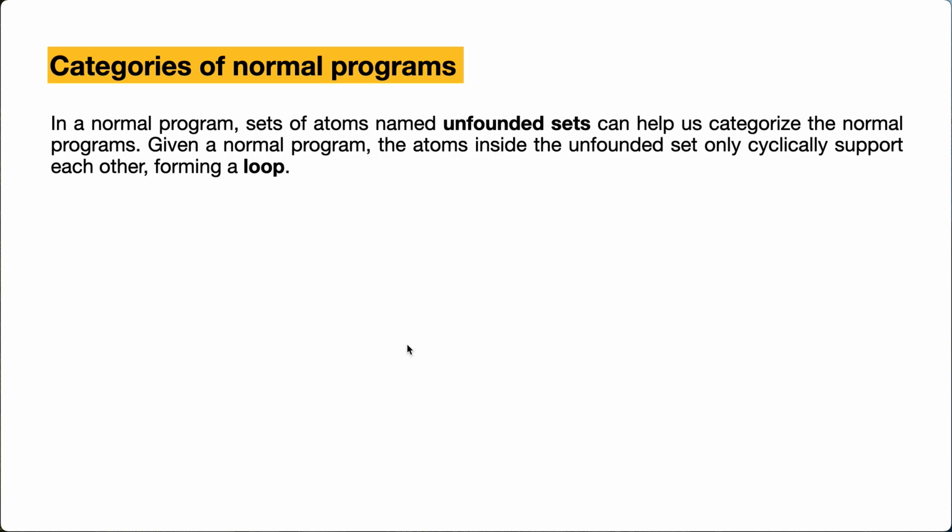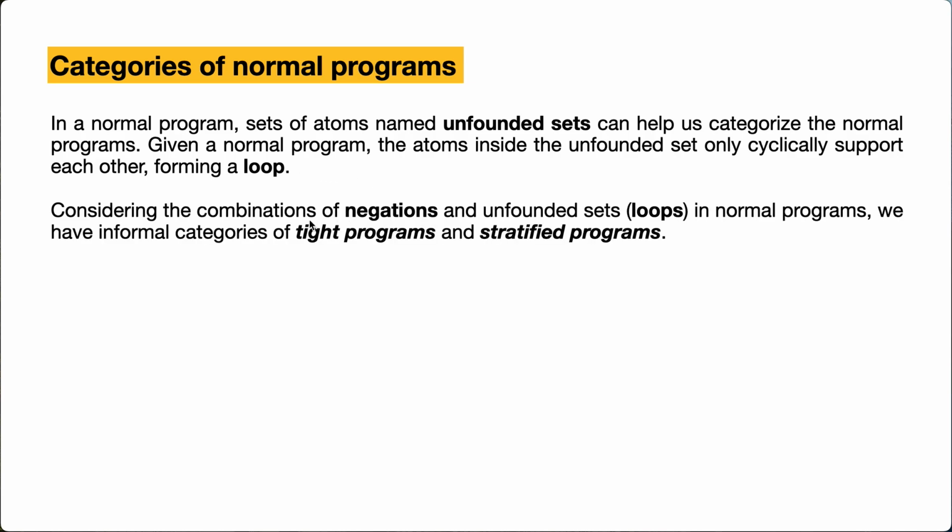So here are some categories of normal programs. In a normal program, a set of atoms named the unfounded set can help us categorize the normal programs. Given a normal program, the atoms inside an unfounded set only cyclically support each other by forming loops. Therefore, we use the relation between the loops and the negations to get the informal categories: definite programs, tight programs, stratified programs, and normal programs.